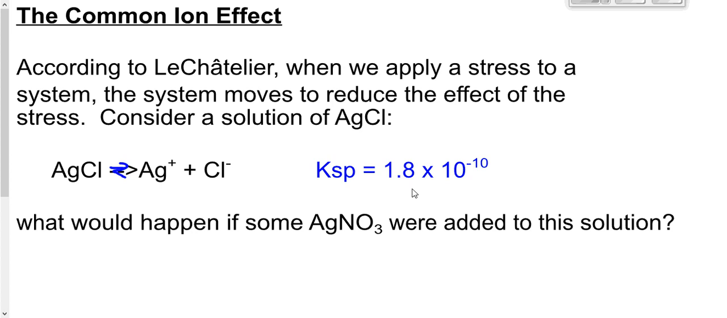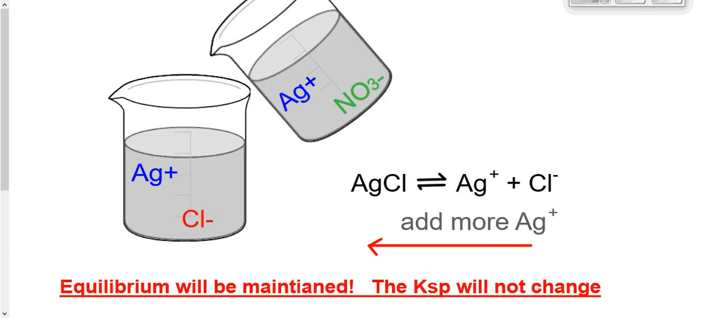Again, it's not that it's insoluble exactly. It's just that very, very little amount actually will dissolve. So what do you think would happen to this situation if I were to go and add silver nitrate to the solution? So here's a container of silver chloride.